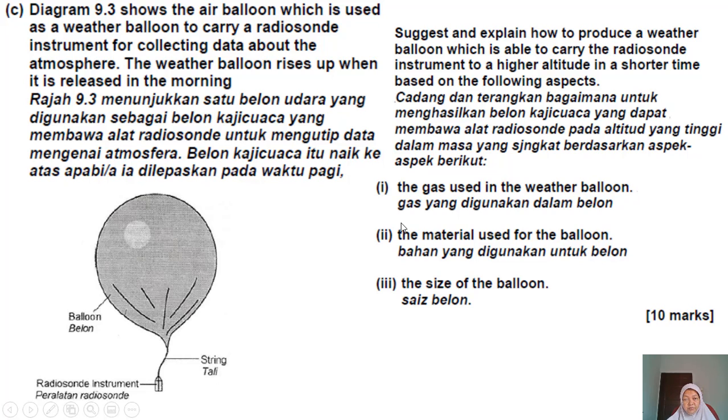So, our task is suggest and explain how to produce a weather balloon which is able to carry the radio sound instrument to a higher altitude in a shorter time based on the following aspect. Okay, so ada three aspect here. The gas used in the weather balloon. So gas here used. Remember, we have to have lower density right here. The material used for the balloon and the size of the balloon.